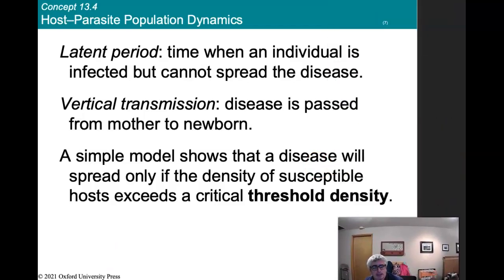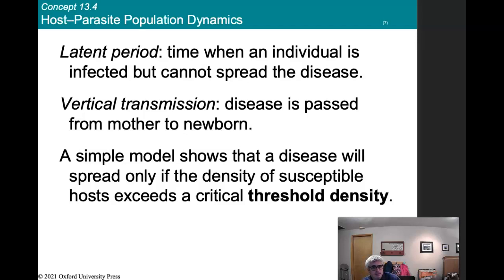So latent period is the time in which an individual is infected but cannot spread the disease. This is frequently like an incubation period. In parasites, it could be if that parasite needs to build up enough, like in your guts, before it starts laying eggs. That could take a period of time. In vertical transmission, when a disease is passed down from mother to newborn, in a simple model, it shows that a disease will spread only if the density of susceptible individuals exceeds a critical threshold density.